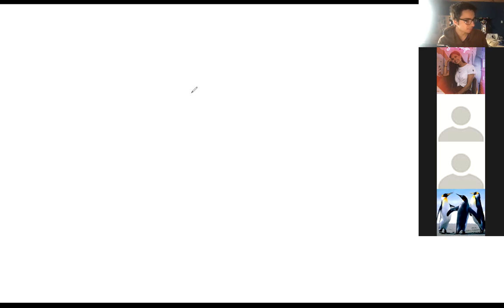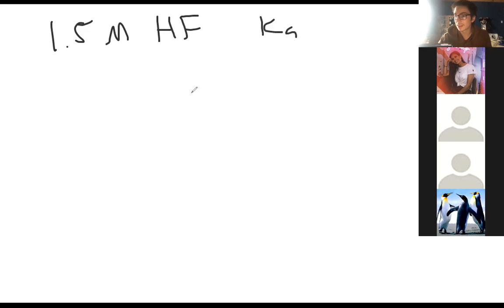So find the pH of the following solutions. We already have our Ka. So we have 1.5 molar HF, and it tells us our Ka is equal to 7.1 times 10 to the negative 4. So let's calculate the pH.